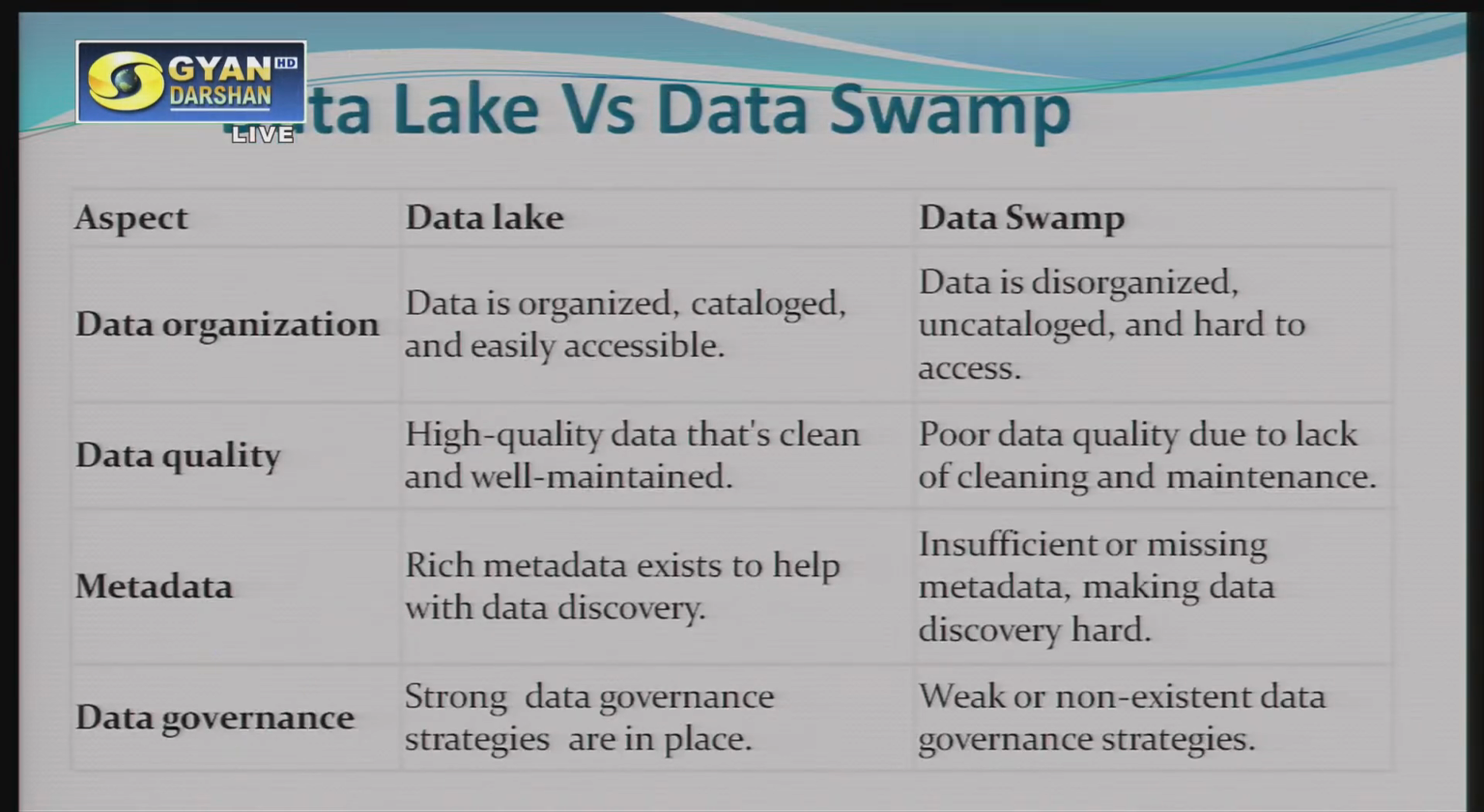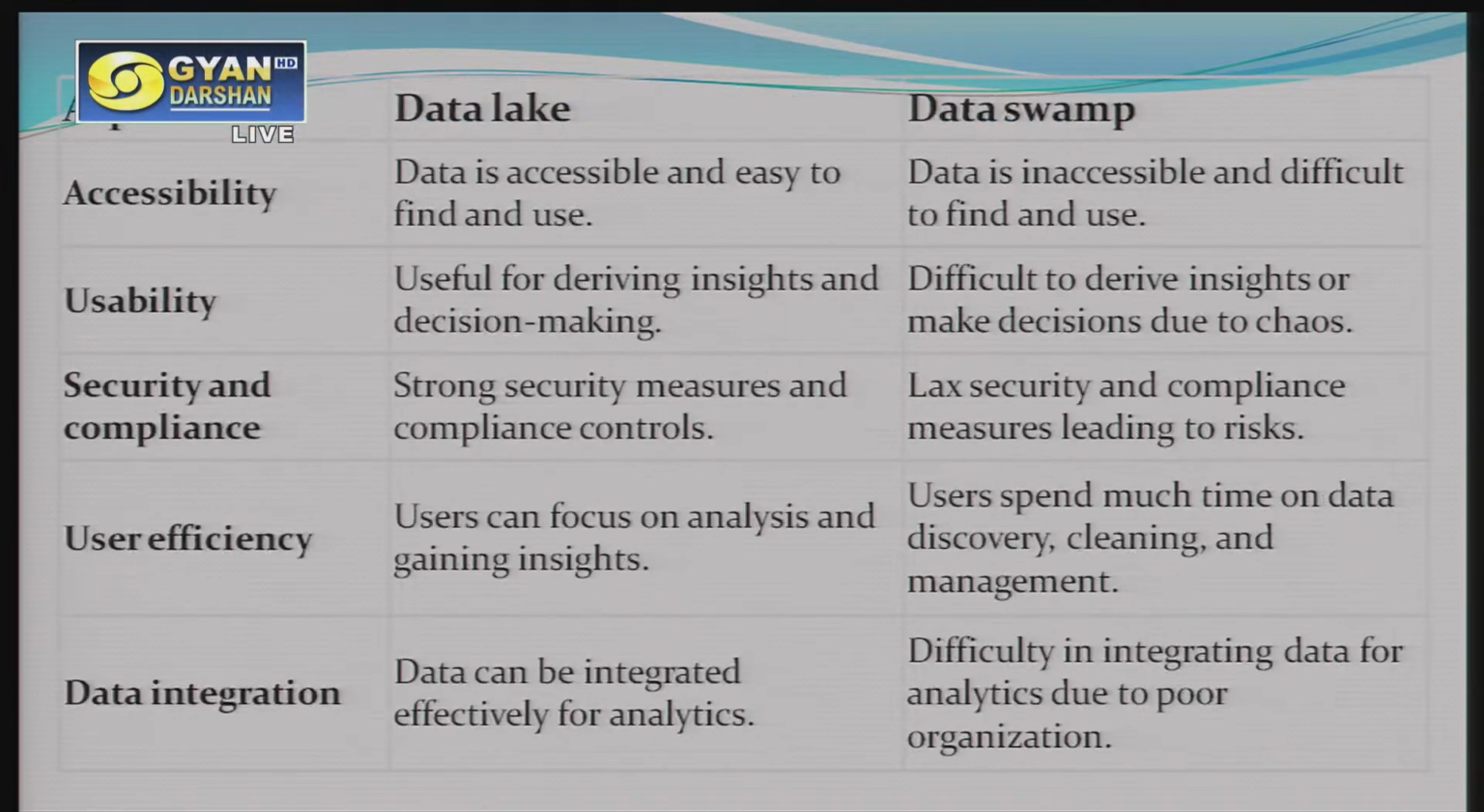You can see here the aspects that we had recorded on the left-hand side regarding data organization, data quality, metadata, and data governance. On the right side, you can see the differences between the data lake and the data swamp. In the data lake, it is completely within our control, and in this format, all these things we had already seen. It is maintaining a rich kind of metadata. In the data swamp, everything is the opposite. An uncontrolled data lake itself is called a data swamp.